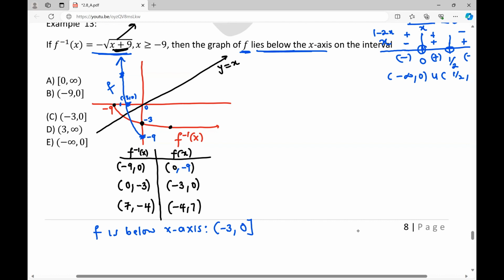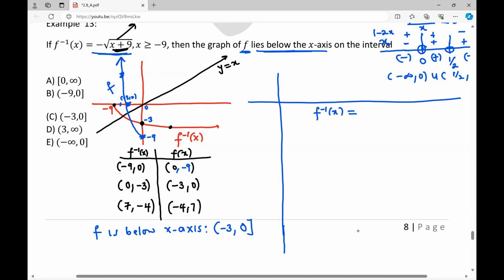Now, let's do it analytically without the graph, just like we did earlier. Remember, we are given that f inverse is minus this one, right? But we have a condition, x greater than or equal to minus 9. So let's find the inverse of this function. If you find the inverse of this function, it means you are getting f back. We'll still do the same thing. Just call this one your y, no worries. Just the same procedure.